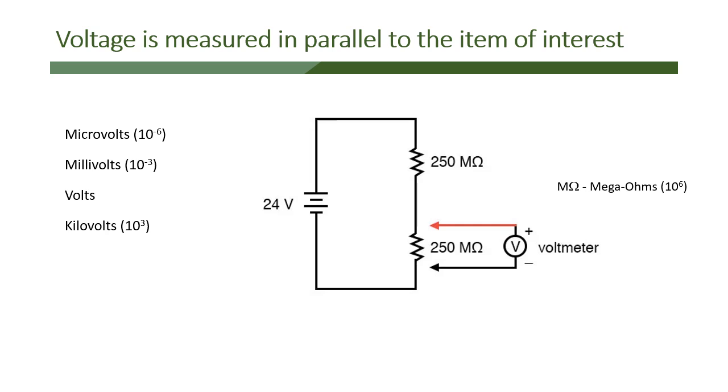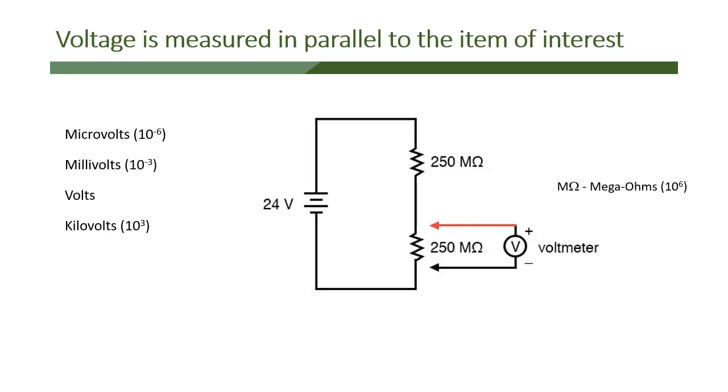And what we do is we want to find out the voltage across that resistor. We put the voltmeter in parallel to it, and we'll get a reading. In this case, I can tell you the reading is going to be 12 volts. The reason is that these resistors are exactly the same, and therefore half the voltage will flow through one, and half the voltage will flow through the other.